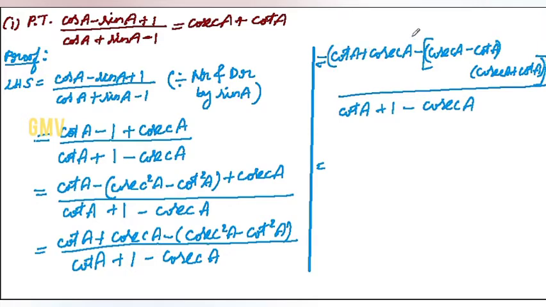I will take a bracket for this one. Now see here, in this term and this term, cot A plus cosecant A is there. Here also cosecant A plus cot A is there. Both are same, so we can take this as common. So I will take cot A plus cosecant A as common in the numerator. If I take it as common, here only 1 is remaining, 1 minus of (cosecant A minus cot A).